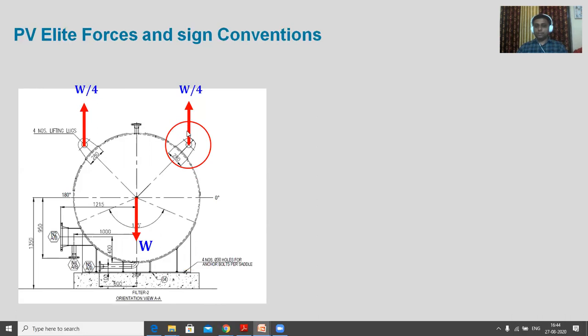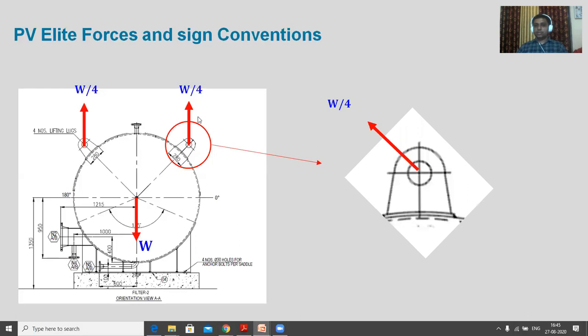If we just observe that, though it is vertical, it is not vertical with reference to the axis of this lifting lug. Is it? No. It is in the third quadrant, we would say. This is first, or this will be in the second quadrant. So if I put this lifting lug like this, this W by 4 will be coming in this quadrant. So is it perpendicular? No.